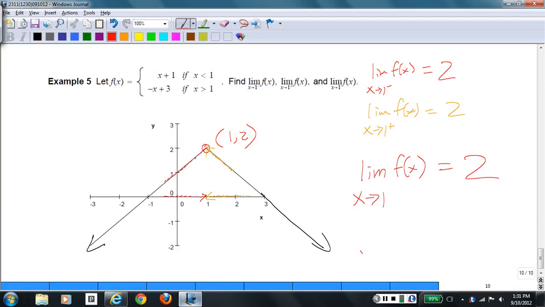So you could say, if I ask, as x gets close to 1, what does f of x get close to? 2. And you could say 2. You don't say, well, maybe 1 if you approach from this way, and 3 if you approach from the other way. You can just say 2. It gets close to 2.